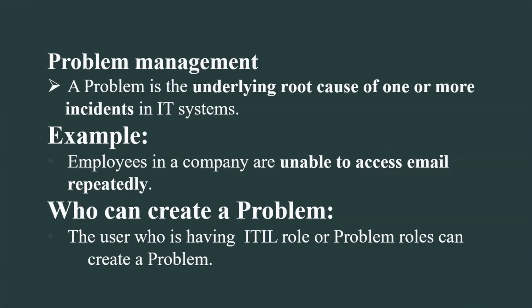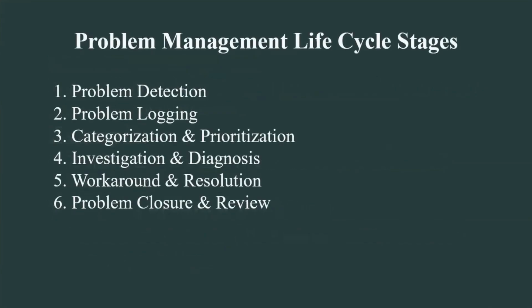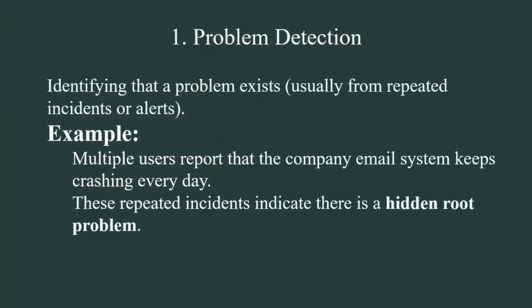Who can create a problem? In tools like ServiceNow, users with ITIL roles or users with problem management roles can create a problem record. Overview of the life cycle. Now let's look at the 6 stages of the problem management life cycle: problem detection, problem logging, categorization and prioritization, investigation and diagnosis, workaround and resolution, problem closure and review. Let's understand each step one by one.